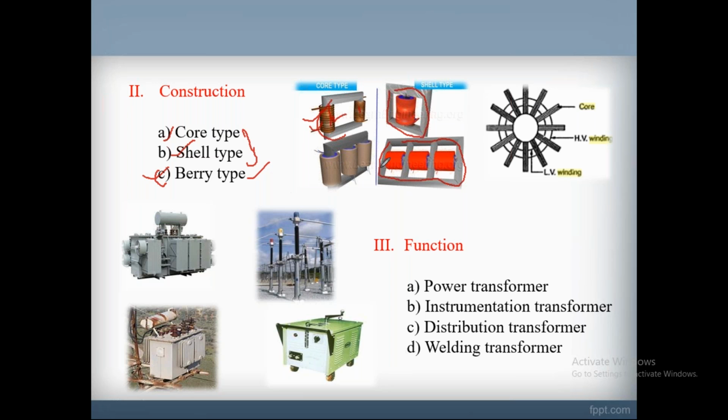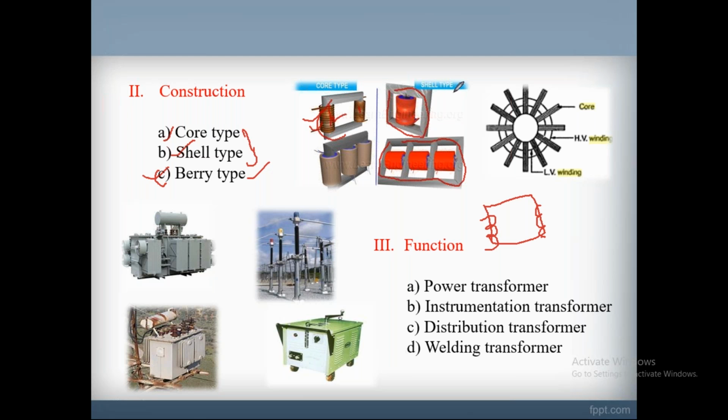Okay, now next, the core type transformer should look like this, and here it has 2 limbs. If it is single phase, it has 2 limbs. If it is 3 phase, it has 3 limbs. Now one winding is provided on the first limb, another winding is provided on the second limb. So you can simply say that the winding is surrounded by the core.